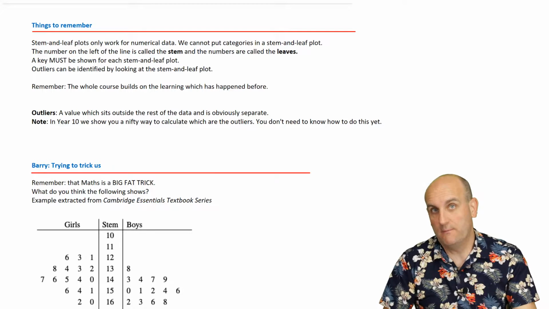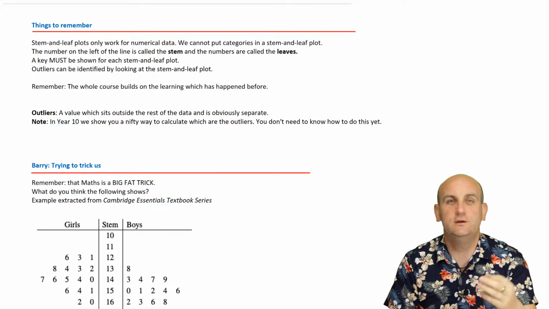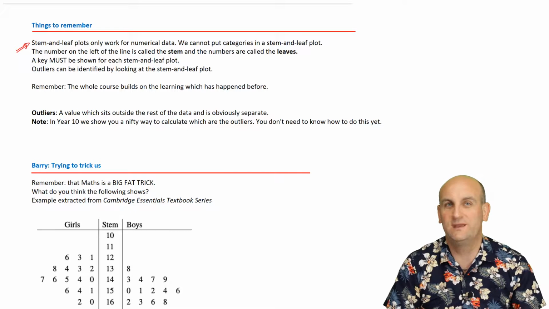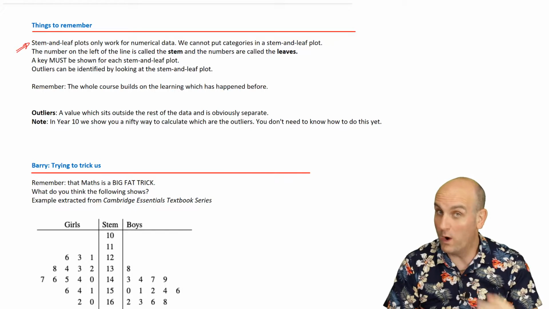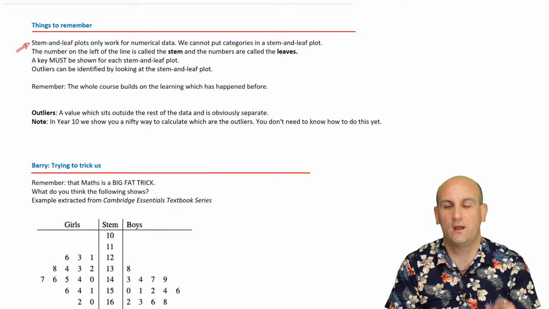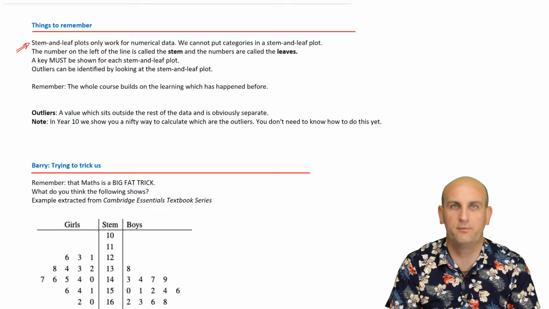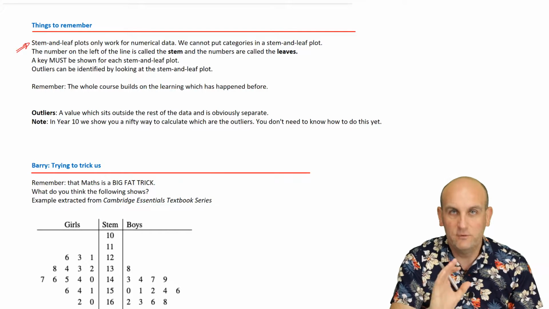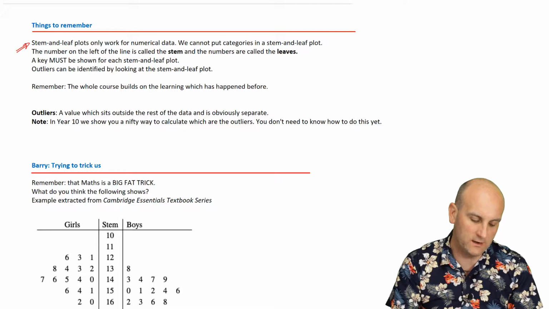Now, things to remember, because again, you could be asked, when do you use a stem and leaf diagram? Well, obviously we use stem and leaf diagrams for numerical data. We can't put categories in. Why can't we put categories in? Because you cannot put categories in an order. We can't say that blue eyes are more important than brown eyes, which are more important than green eyes, which are more important than red eyes. Nah, order, we can't do that. So it's only numerical, yes?